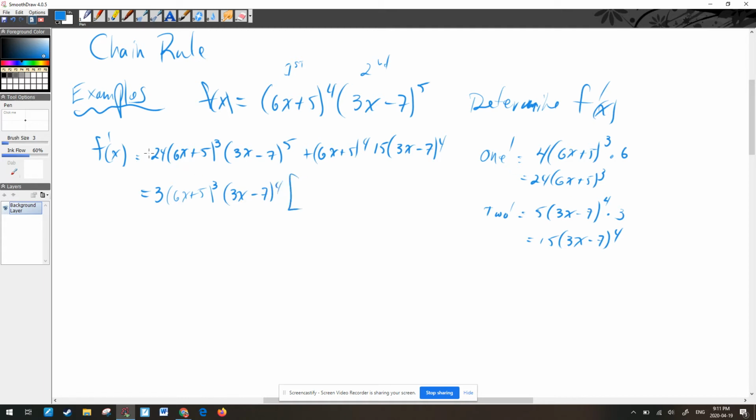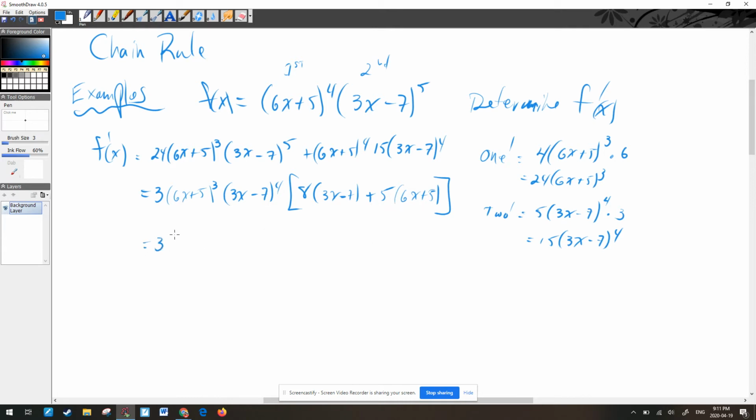All right, so let's pull those pieces out. So 24 divided by 3 is 8. We had 3 of the 6x plus 5s. Took them all. There's none left. We had 5 of these guys. We took 4 of them. So there's one of those left. So we're going to have 3x minus 7. And I could say to the 1, but you know that. Plus 15 divided by 3 is 5. 6x plus 5, we have 4 of them. We took 3 of them. So we're left with one of those guys. So 6x plus 5, of course, to the 1. And then 3x minus 7 to the fourth. I took all of them. So that's it. Right? So we're not going to stop there because we can do some simplification over here.